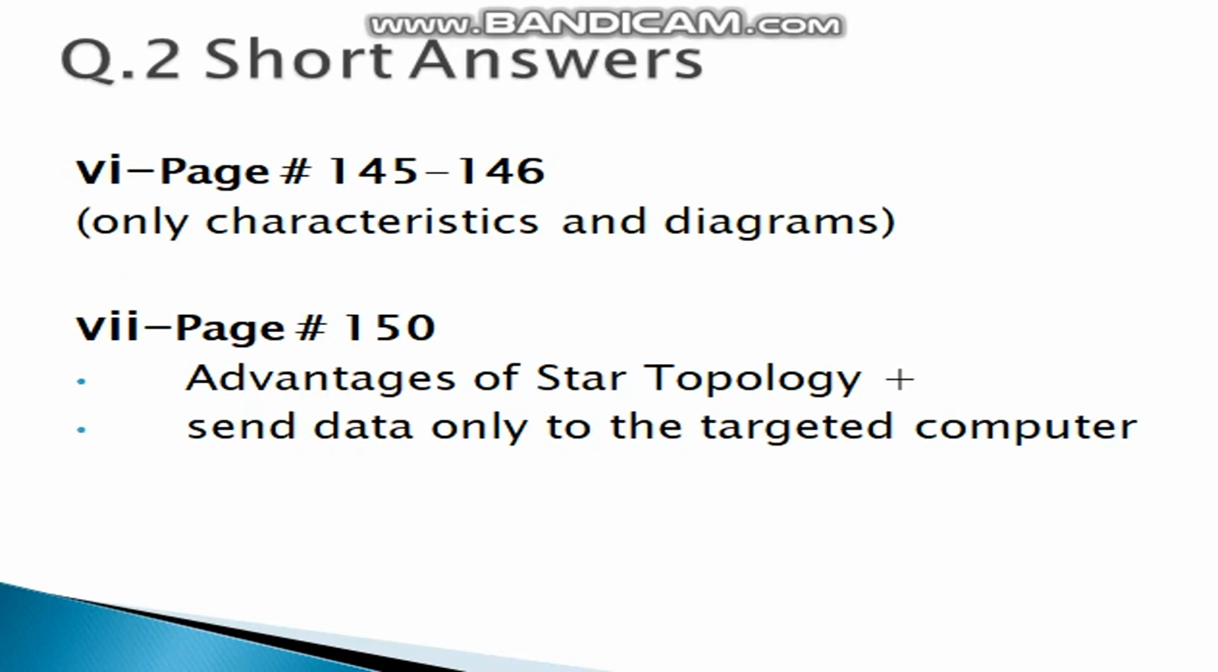Question number 7 is why star topology is more reliable than the bus or a ring topology. In the star topology, you can also write the advantages of star topology. It is on page number 150. On page number 150, here are the advantages of star topology. Here 4 points are mentioned. You can also write the 4 points along with this last point which is mentioned over here. The last point you can write is, send data only to the targeted computer, which is the major advantage of this topology.